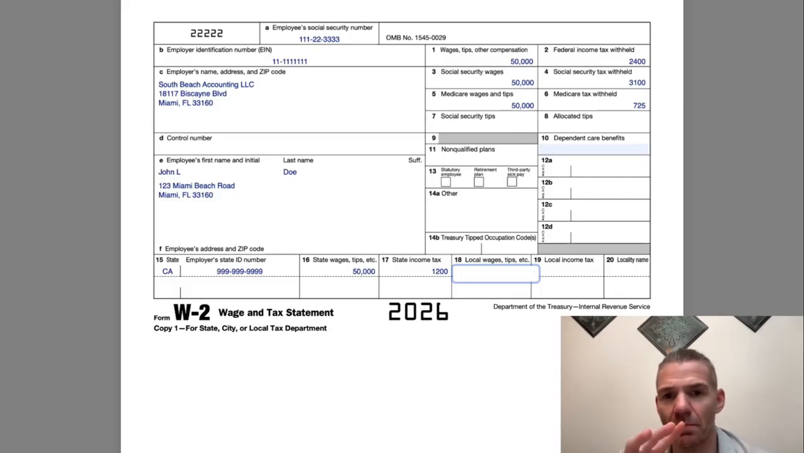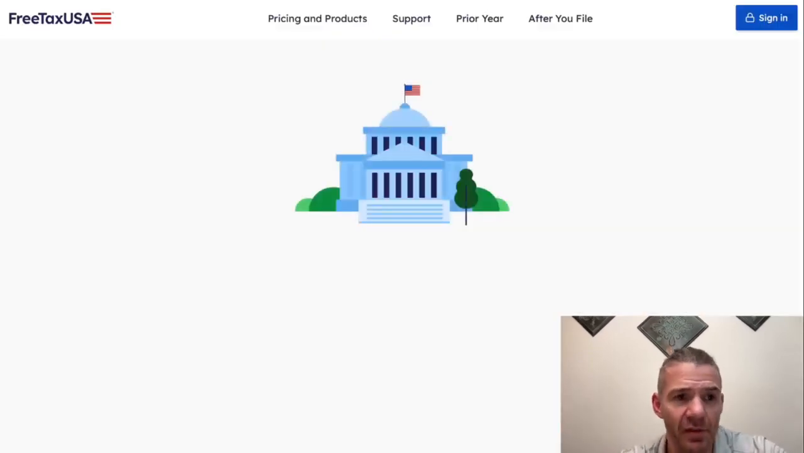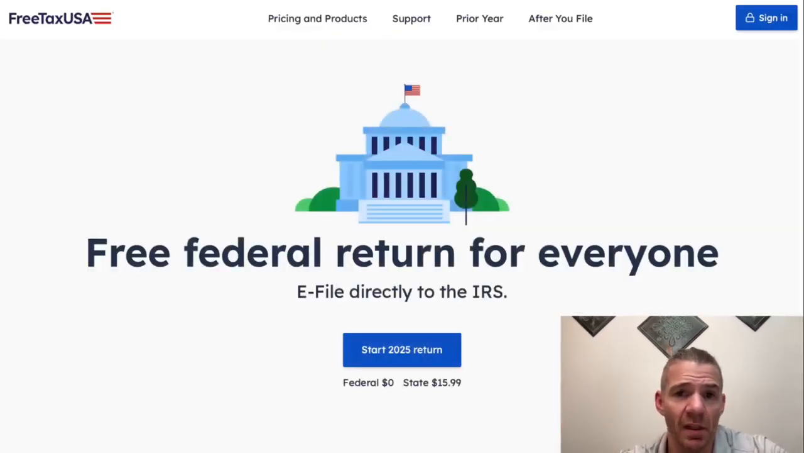If this is the only statement you have for tax purposes, a W-2, then this is something that you could easily file yourself. There's a website called FreeTaxUSA. And this is a great free service for anybody. I'm not affiliated with them at all. I don't get any type of advertisement money from them. But it's really a great service to use for anybody trying to file their own taxes.